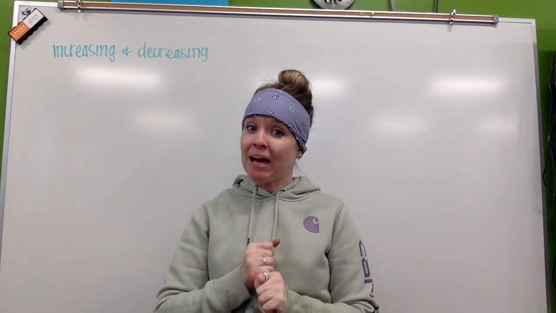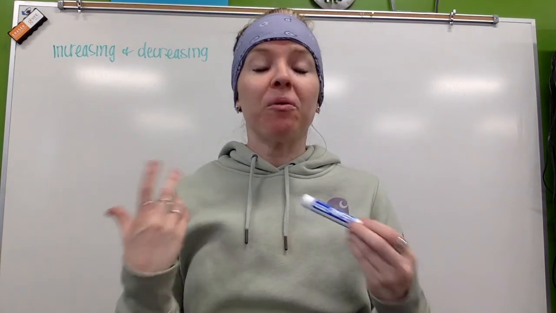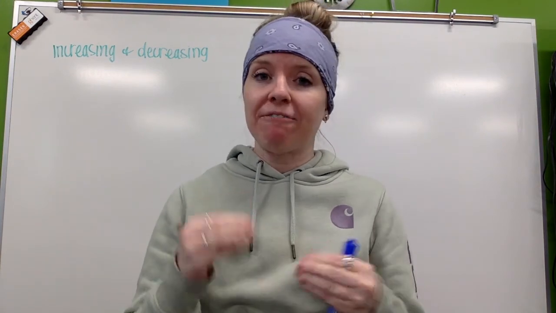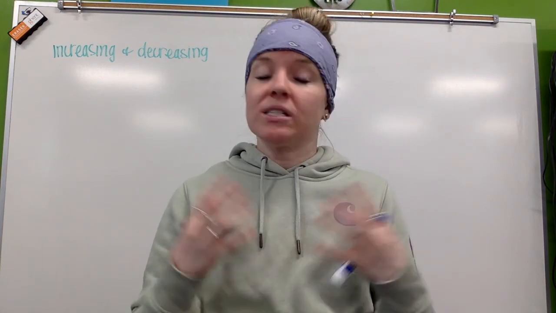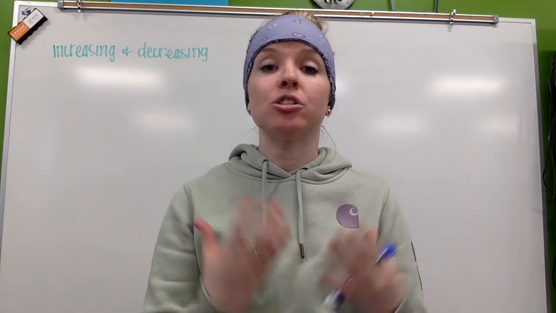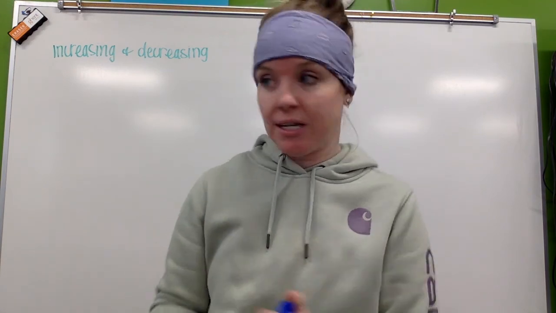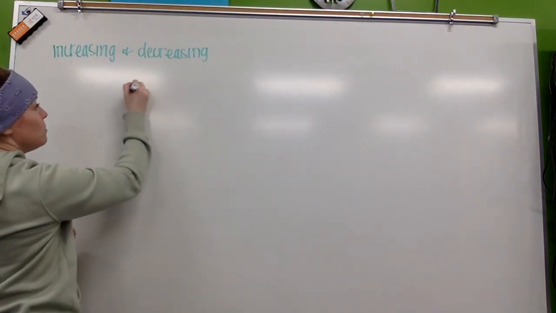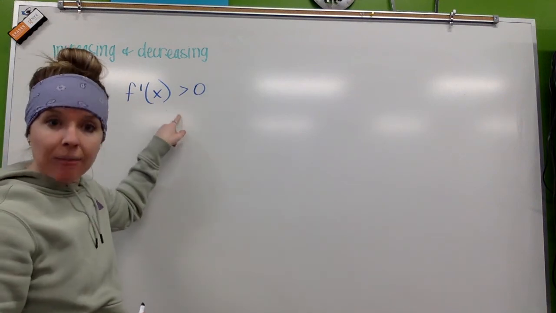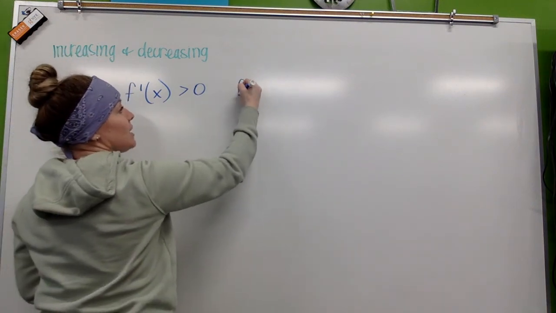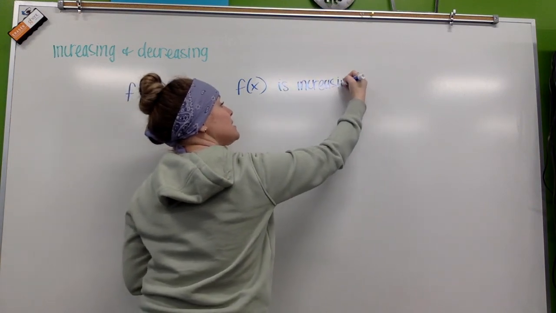All right, this time I have a blank board to start out this conversation. What we're going to be talking about is how do we know when a function is increasing and how do we know if a function is decreasing? Well, since we're dealing a lot with rates, we're dealing with slopes. When our slope is positive, our function is increasing. So if we know our f prime of x is greater than 0, that means it's positive. That means f of x is increasing because it has a positive slope.